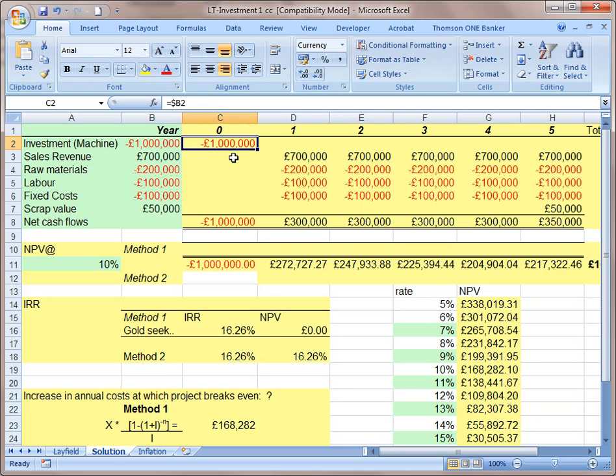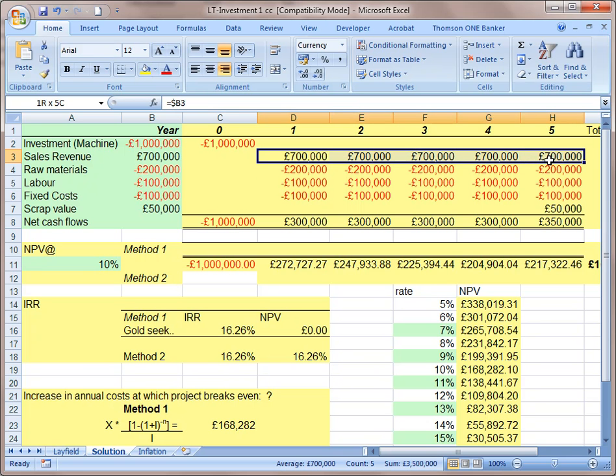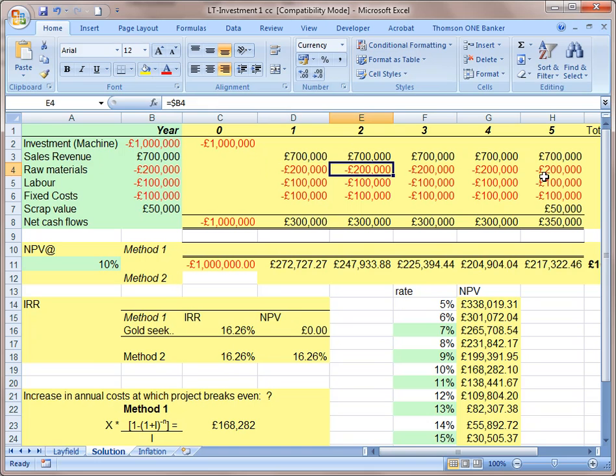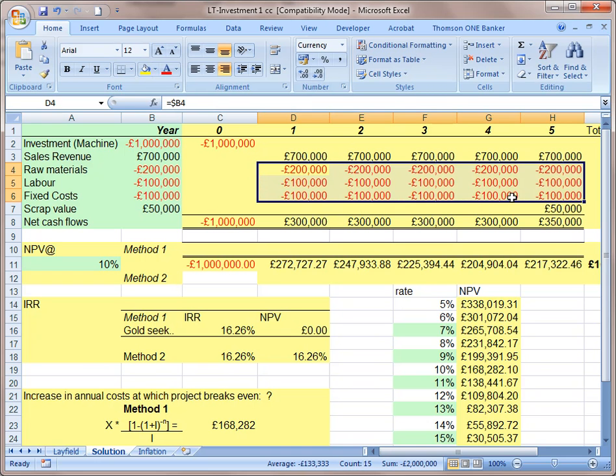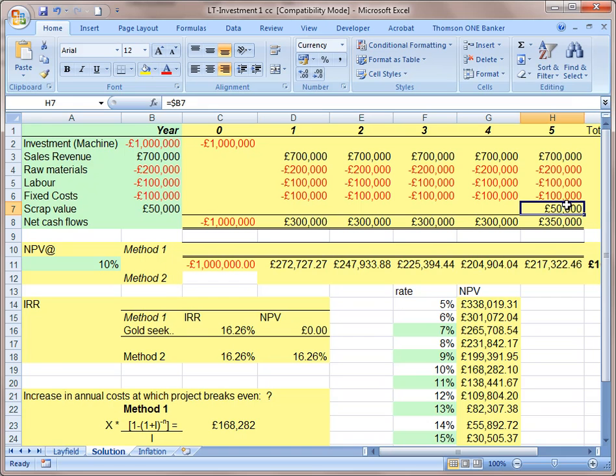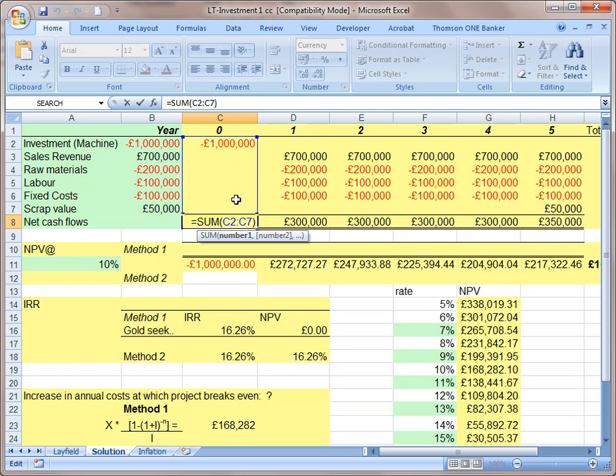So in year 0 we invest this amount of money, and then each year the sales revenue is kept constant, and so are all the costs. The only difference is at the end of the project we have a scrap value for this 1 million investment. It turned out the residual value becomes 50,000. So once we have all the cash flow, we can then use the formula to generate the net cash position. So it's just summing all of them.